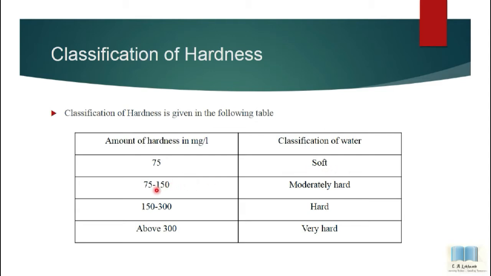Then if the amount of hardness is in between 75 to 150, the water is moderately hard. Then if the amount of hardness is in between 150 to 300, then water is hard. And if the amount of hardness is above 300, then the water is very hard. So from this table we can classify the water.